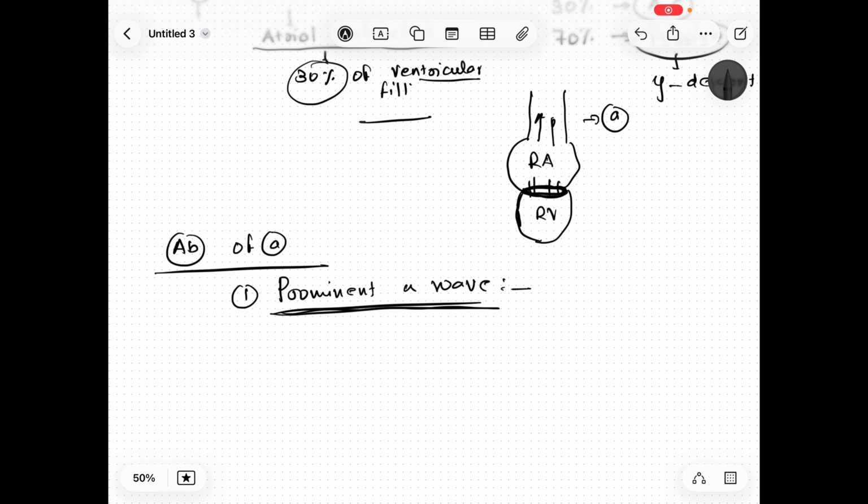Now we will discuss the abnormality of A wave. First is prominent A wave. Prominent A wave occurs because there is some obstruction to the filling of RV. What obstruction can be possible?